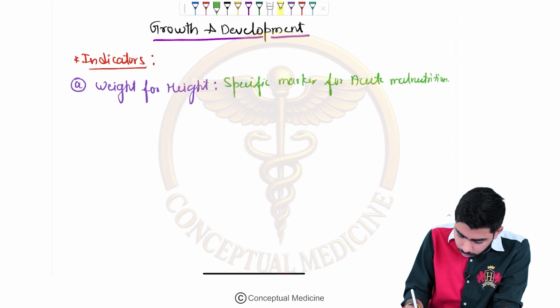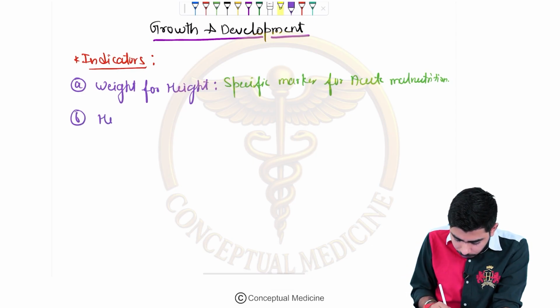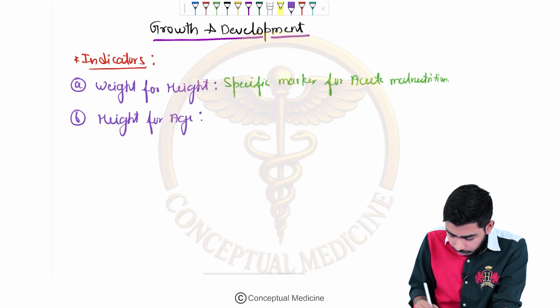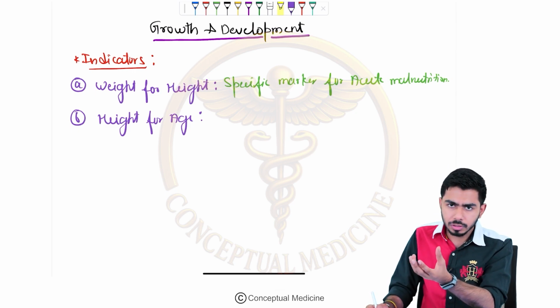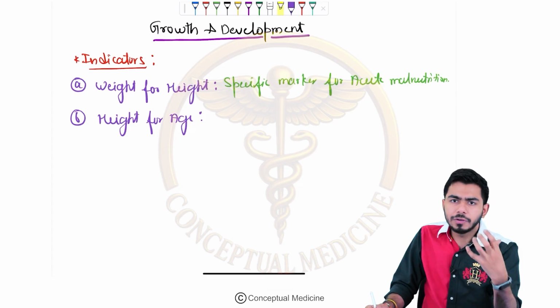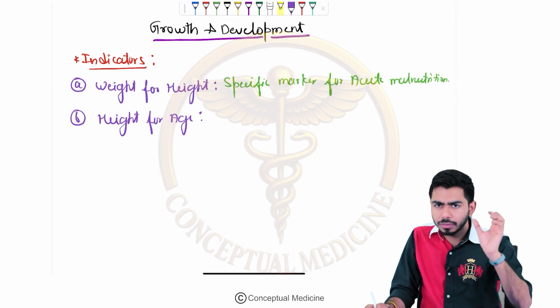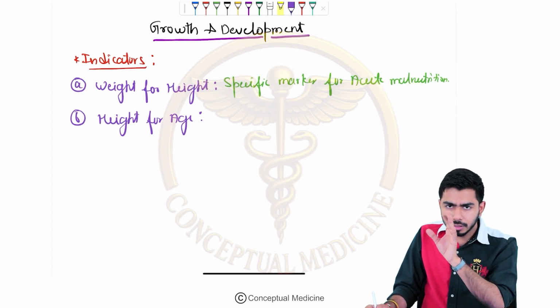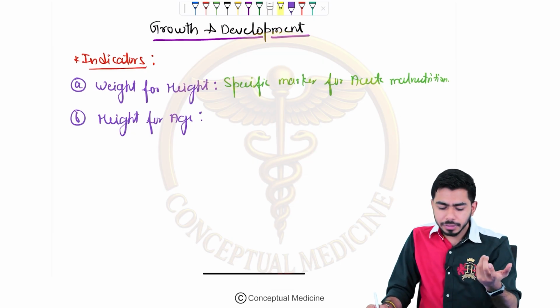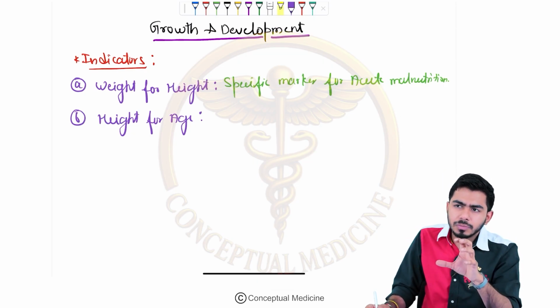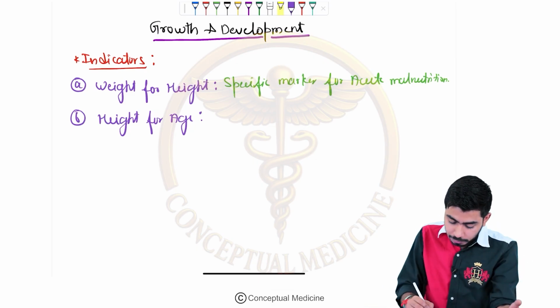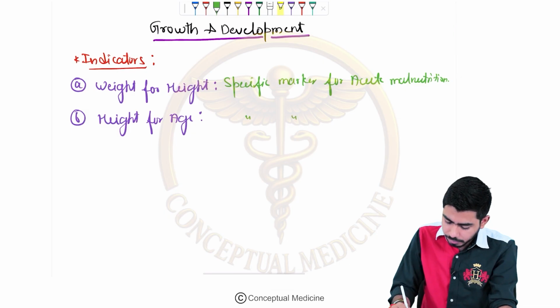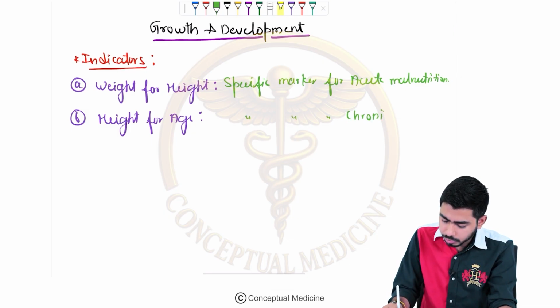The second one we need to look for is height for age. Sorry, I mean the weight for height. If I'm talking about a particular height, what is the weight of this particular child? Then for height for age, at a particular age there should be a particular height. So weight for height tells us about acute malnutrition in the child, and height for age is a specific marker for chronic malnutrition.